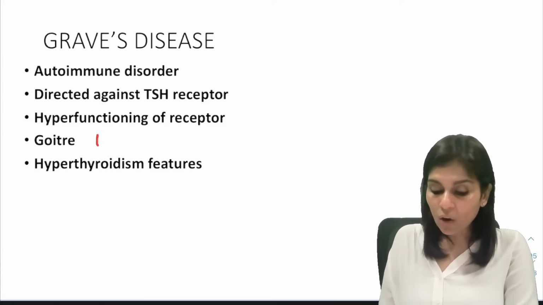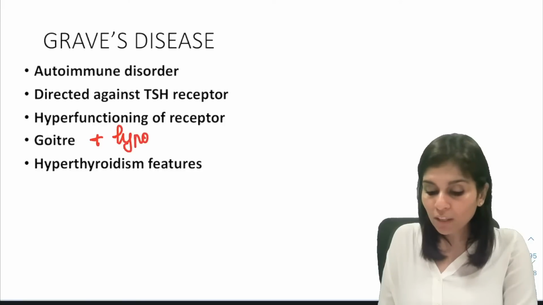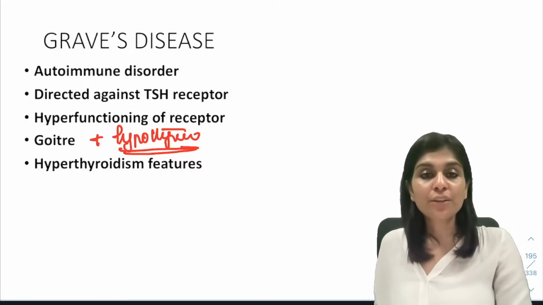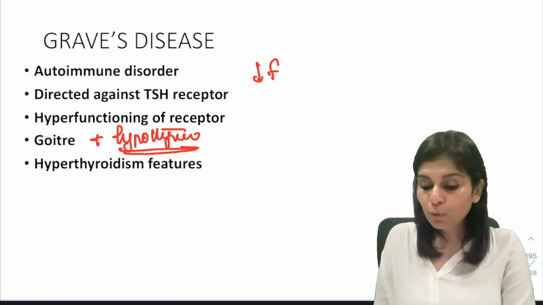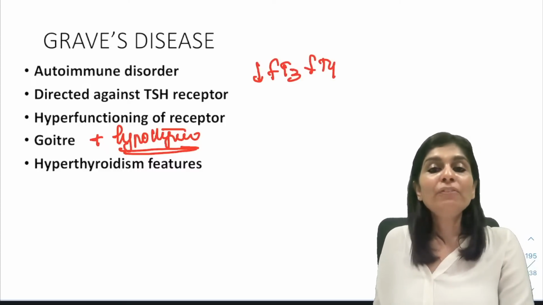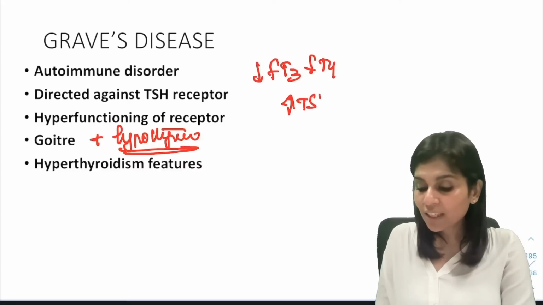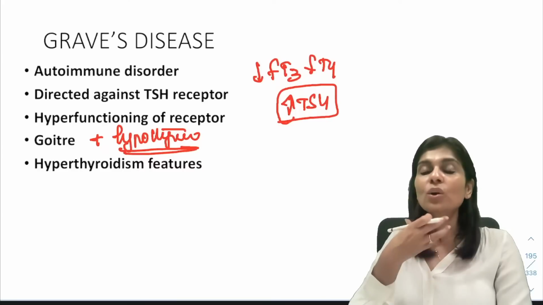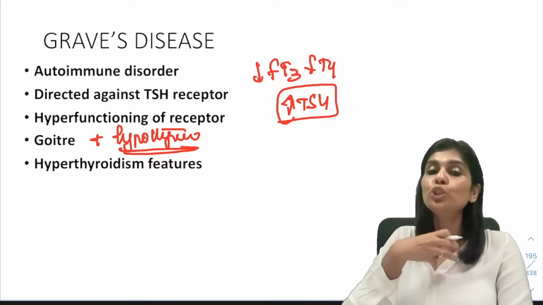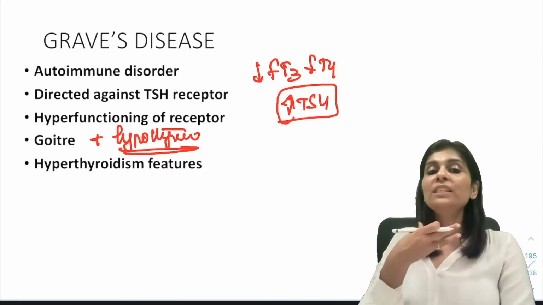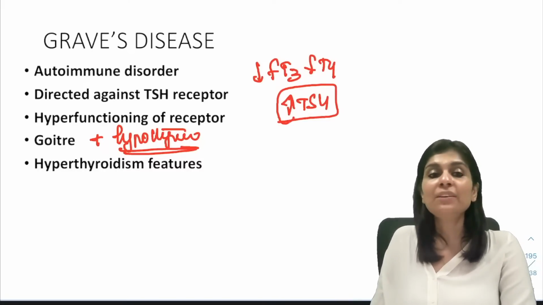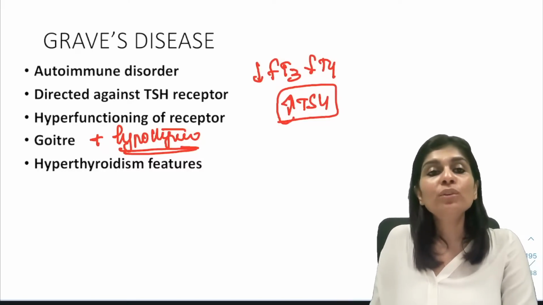Usually you see goiter accompanying hypothyroidism, because whenever there is hypothyroidism, there is low FT3 and low FT4. There will be feedback stimulation of TSH. That TSH stimulates the thyroid gland to undergo hyperplasia. So goiter and hypothyroidism are the usual combination. But if you see goiter and hyperthyroidism, then what should you suspect? You should suspect Graves' disease, which is an autoimmune disorder.